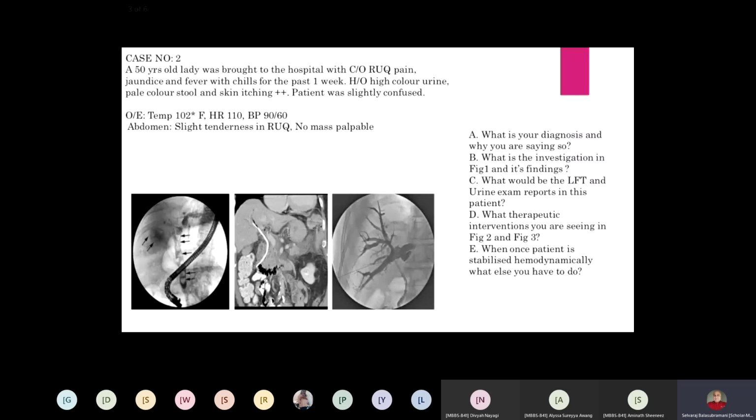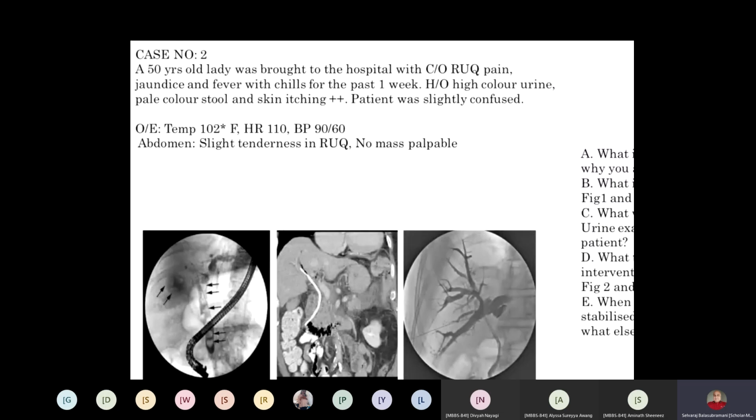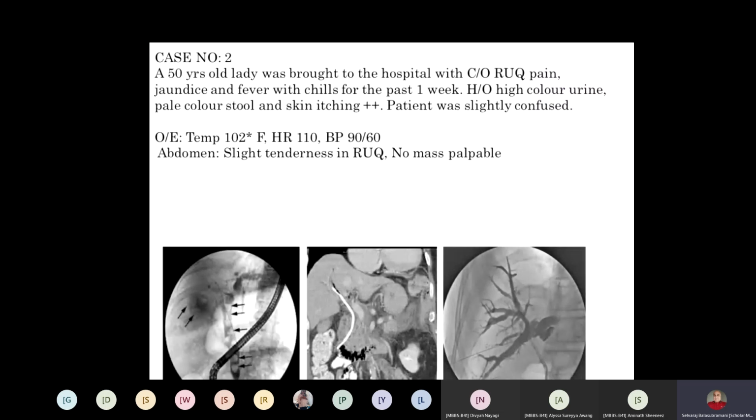Okay, we will go to case scenario number 2. This is a 50 year old lady brought to the hospital with complaints of right upper quadrant pain, jaundice, and fever with chills for the past 1 week. History of high colored urine, pale colored stool, and skin itching present. The patient was also slightly confused.